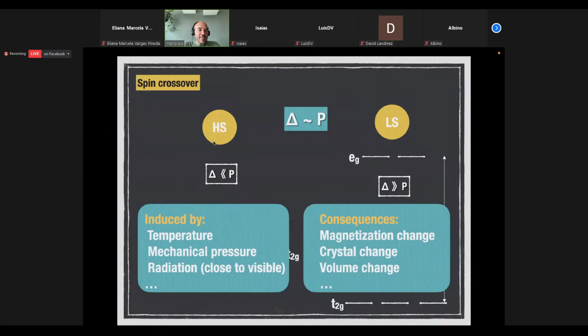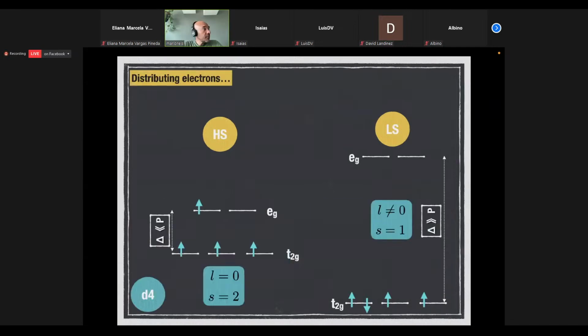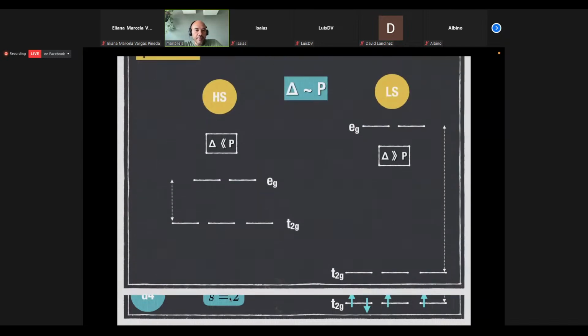The system changes from high spin to low spin. Usually low spin is at low temperature. The system changes from low spin to high spin across temperature. Increasing temperature, the thermal energy induces this change. And you can see here, for example, for this case, D4, the system changes from spin 1 to spin 2. Okay?